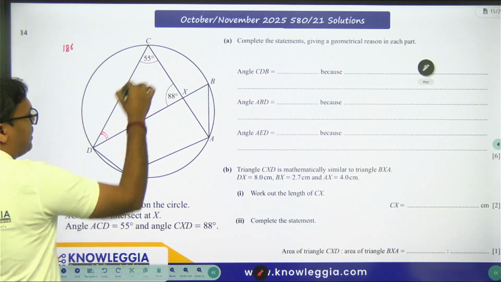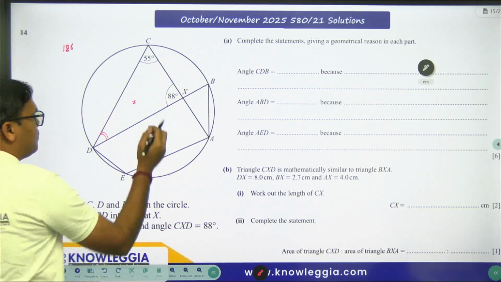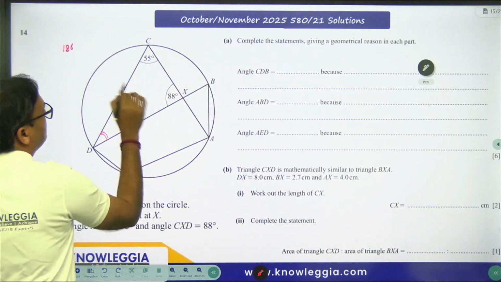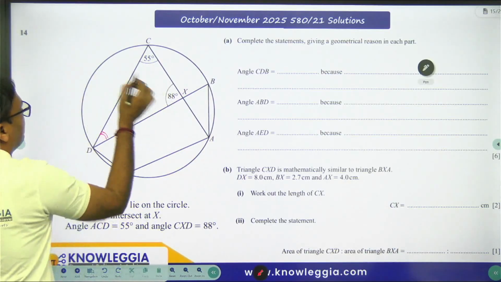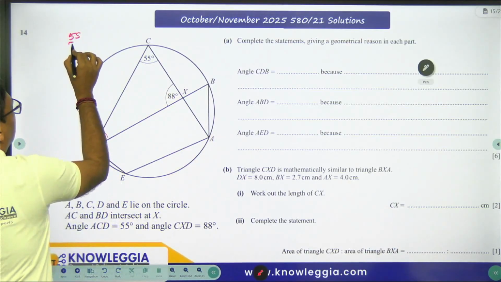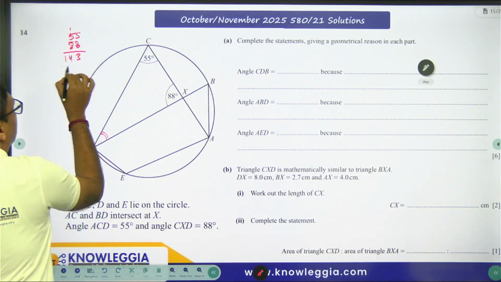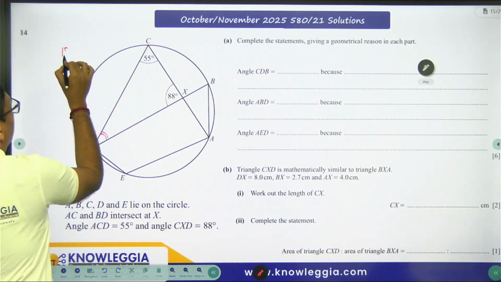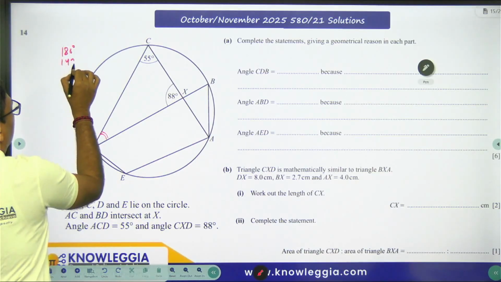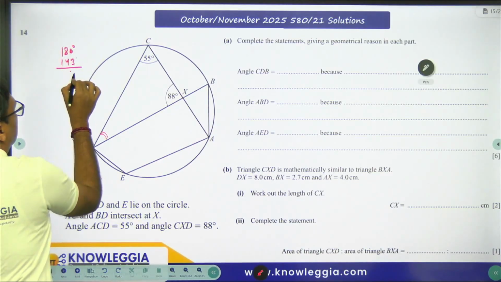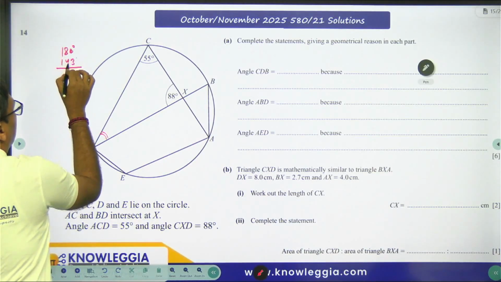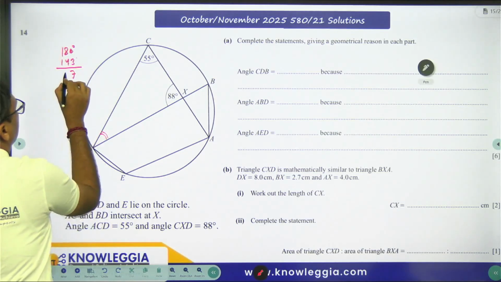In this triangle, the sum of all the angles is 180 degrees. So what is the sum? This is equal to 55 plus 88, which is 143. So this angle is 180 degrees minus 143 degrees, which is 37 degrees.